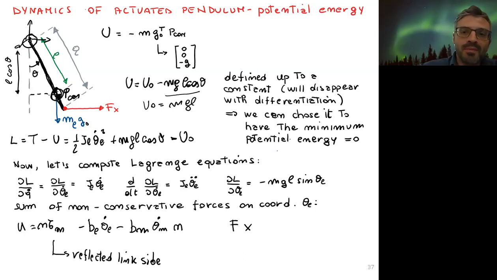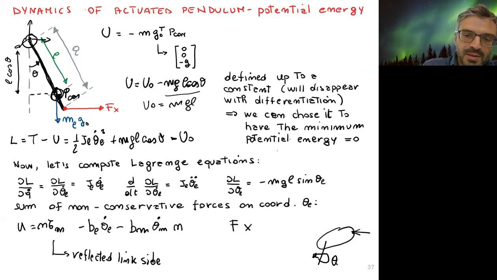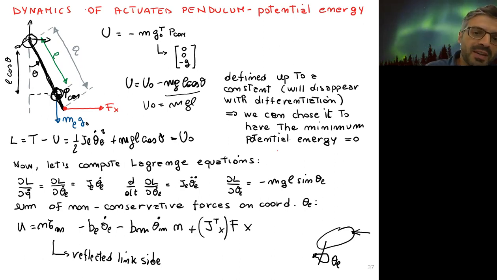It is acting here, while our generalized coordinate is this. So we need to map it into the generalized coordinate. And what we explained last lecture is the mapping of a Cartesian force into a generalized coordinate force. Okay, Jacobian transpose. We call it like this, and we multiply by Fx. And now in the next slide, we will do exactly the following: how to compute this J transpose.